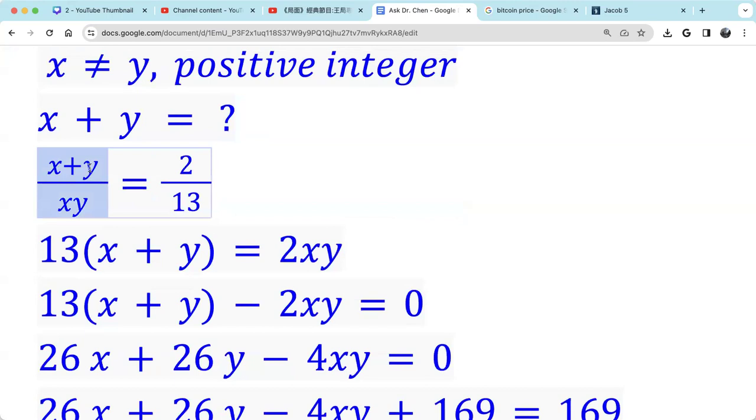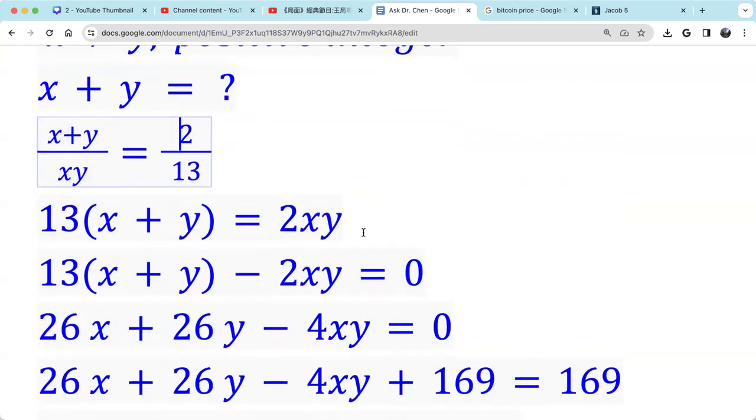We want to combine those two terms, right? We'll get x plus y divided by xy. For 1 over x, we times y over y. For 1 over y, we times x over x. So we get x plus y divided by xy equals 2 over 13. Now we'll cross multiply. So x plus y times 13 equals 2 times xy.